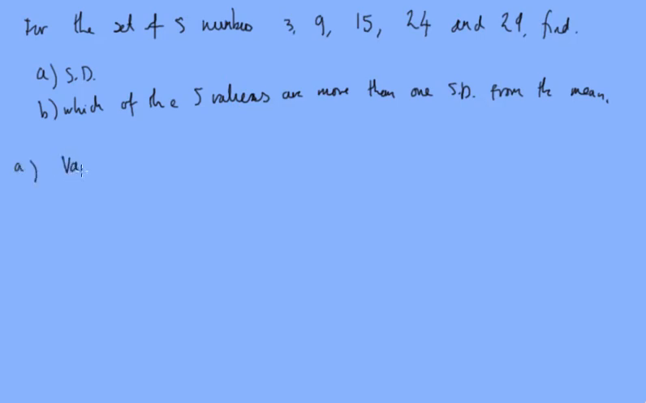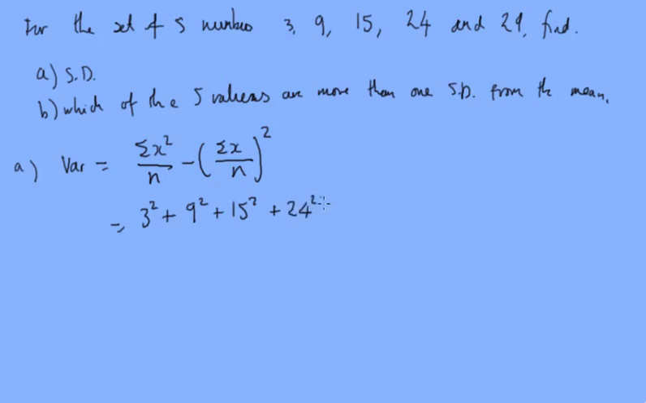Firstly, variance is equal to the sum of x squared over n minus the sum of x over n, squared. So what this looks like: we take all the values of x, so 3, and then we square it, then we add 9 squared, add 15 squared, add 24 squared, add 29 squared, all over 5. And then we're going to minus this.